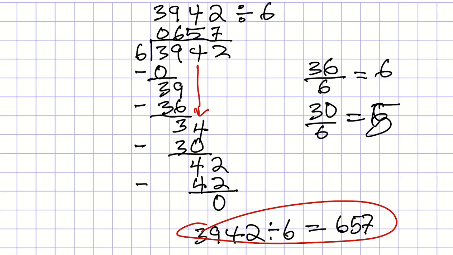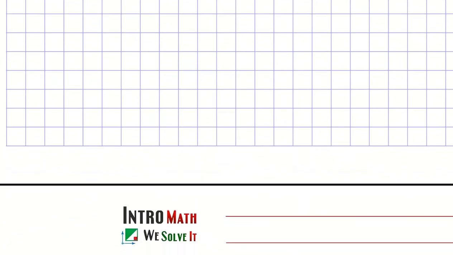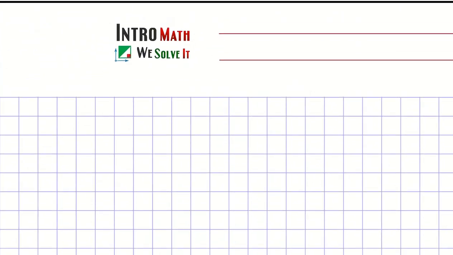I'm going to change this problem a little bit. You see that problem right there? I said 3942 divided by 6. I'm going to add 10 to the number. I'm going to write 394210. See what happens. You learn something from there. Let's do it.